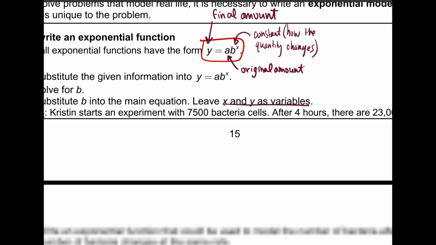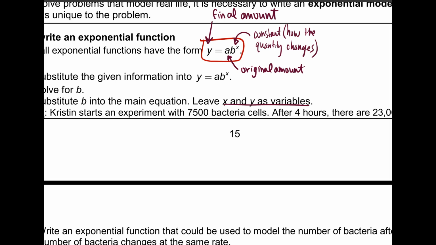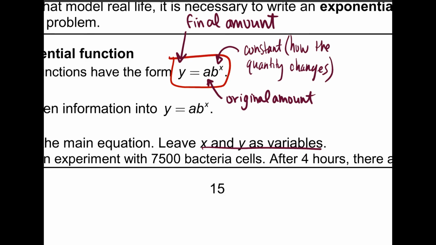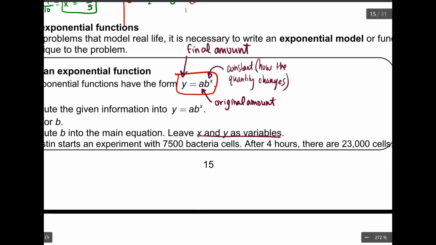Okay, so I'll leave this up here, but we're going to do example 3. How the quantity changes, yep. Kristen starts an experiment with 7,500 bacteria cells. After 4 hours, there are 23,000 cells. Write an exponential function that can be used to model the number of bacteria after x hours if the number of bacteria changes at the same rate.